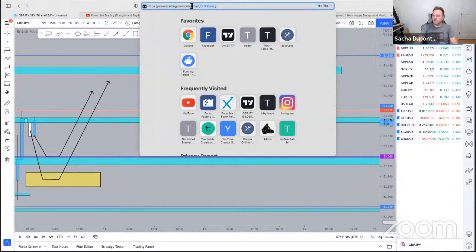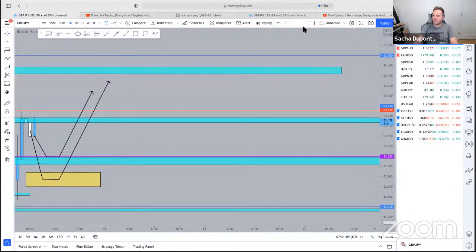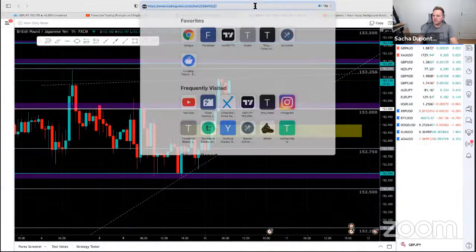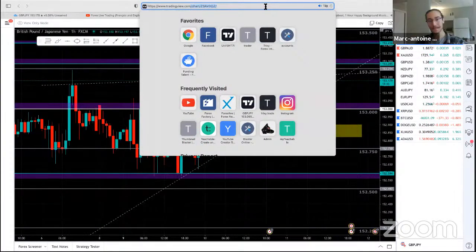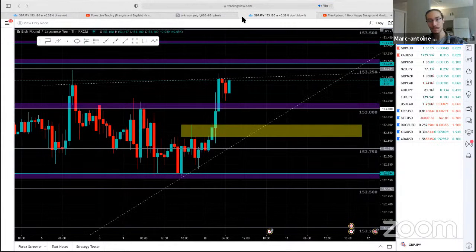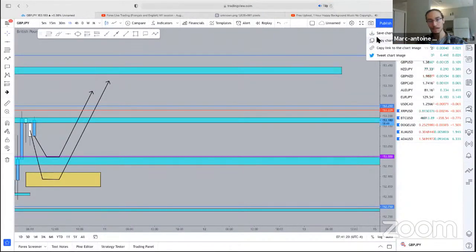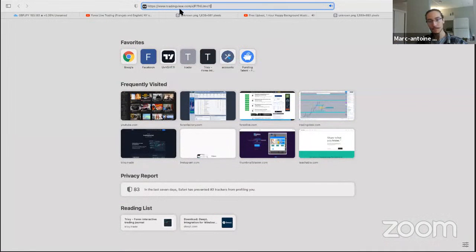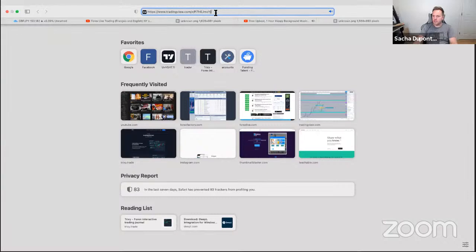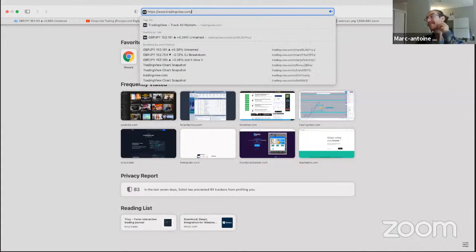Can I do this? How can I do this now? Save chart, copy link. Let's try this. Okay. Yeah, so basically TradingView did an update and it's kind of a pain in the butt.